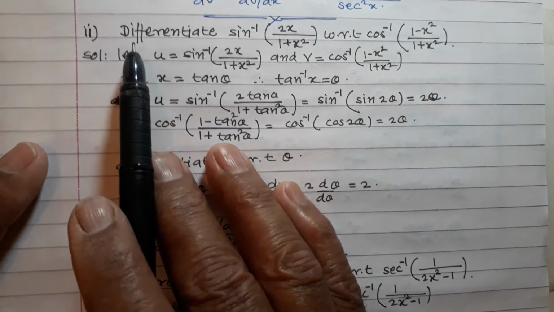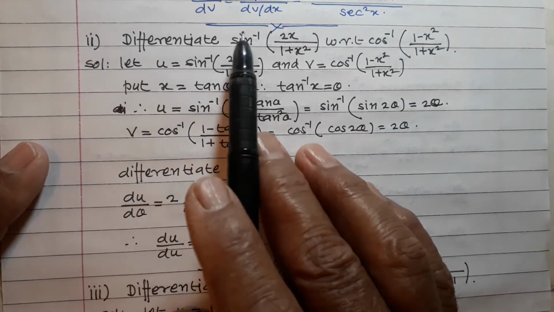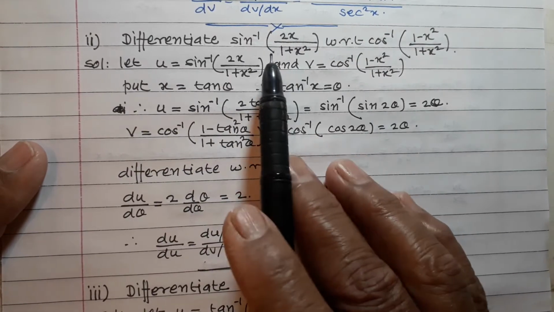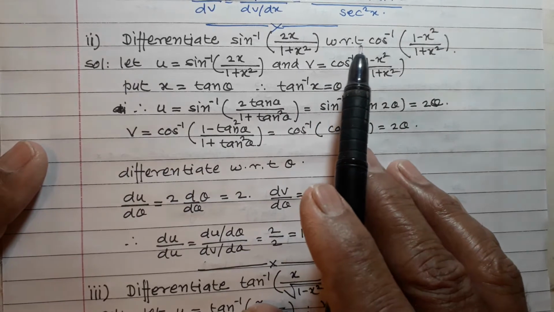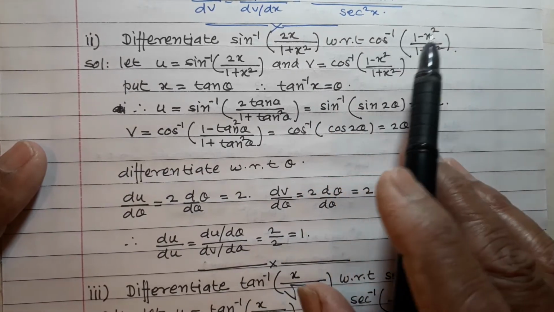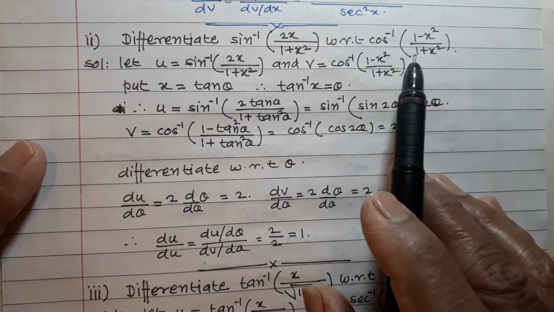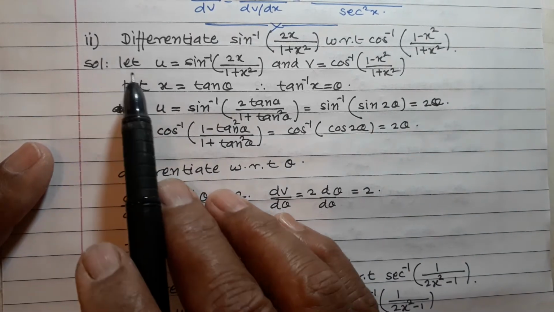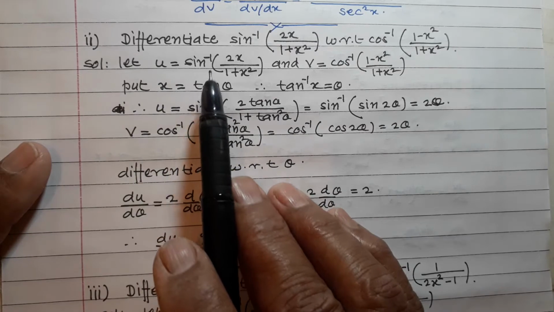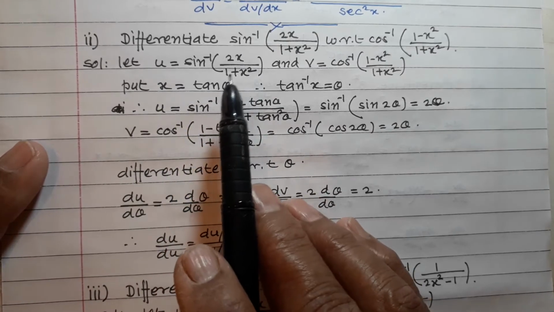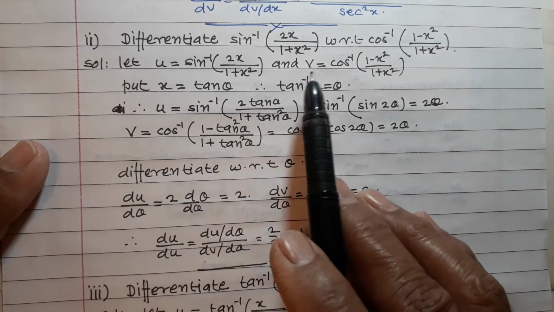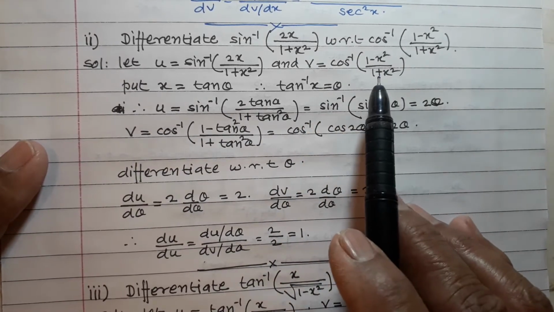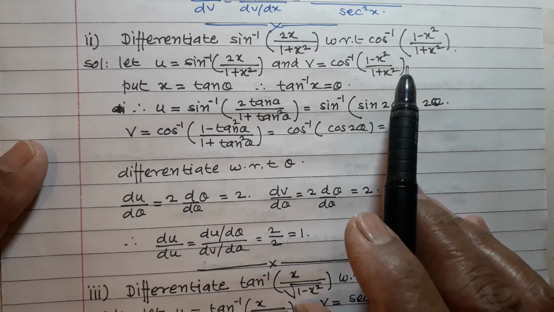Question number 2. Differentiate sin inverse 2x upon 1 plus x square with respect to cos inverse 1 minus x square upon 1 plus x square. Solution. Let u is equal to sin inverse 2x upon 1 plus x square and v is equal to cos inverse 1 minus x square upon 1 plus x square.